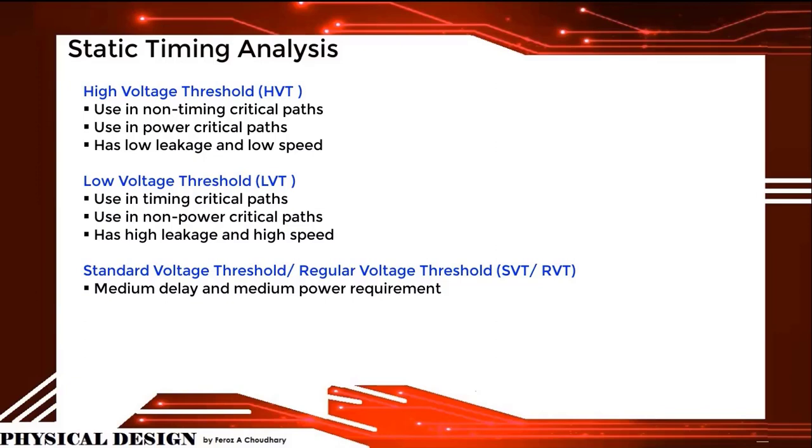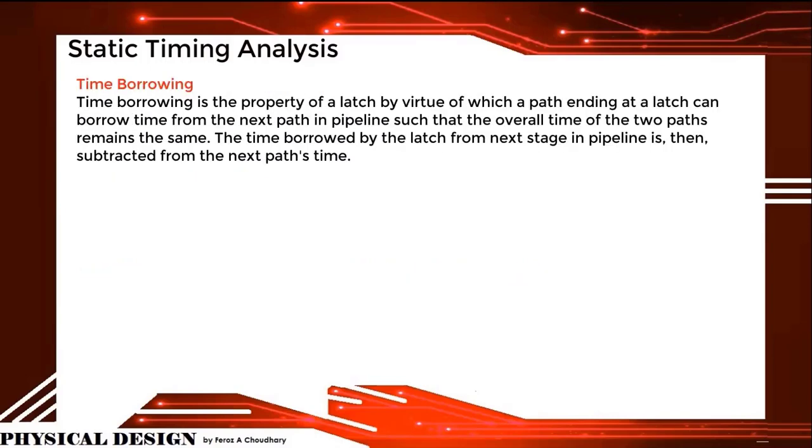High voltage threshold, HVT, is used in non-timing critical paths and in power critical paths. It has lower leakage and low speed. Low voltage threshold, LVT, is used in timing critical paths and in non-power critical paths. It has high leakage and high speed. Standard voltage threshold, or regular voltage threshold, SVT or RVT, has medium delay and medium power requirements.